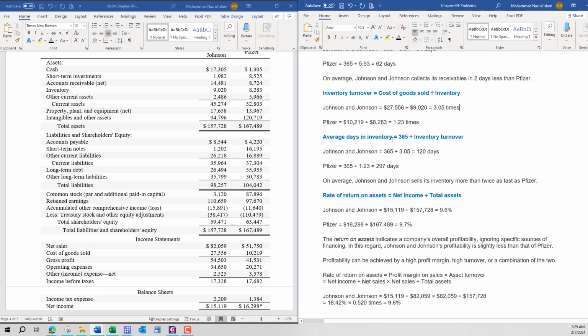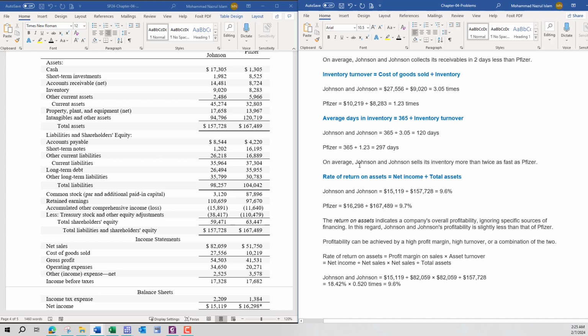Average days in inventory is equal to 365 divided by inventory turnover. We have already calculated the inventory turnover here, so we just divide 365 by this inventory turnover ratio. For Johnson & Johnson, it is 120 days, and for Pfizer, 297 days. So the conclusion is, on average, Johnson & Johnson sells its inventory more than twice as fast as Pfizer.